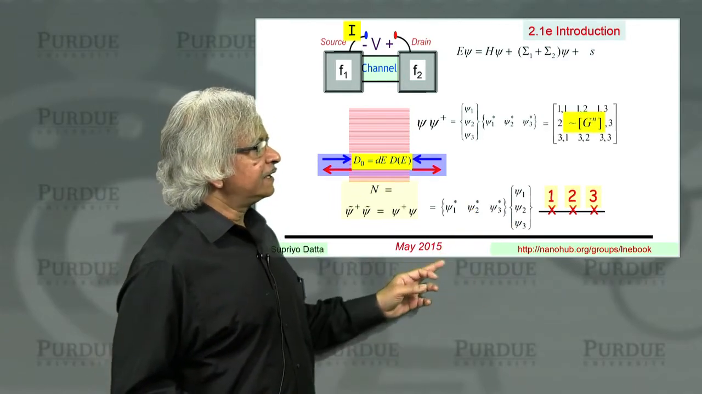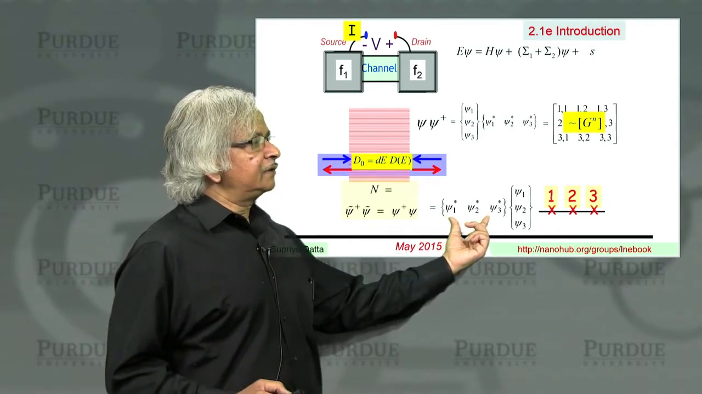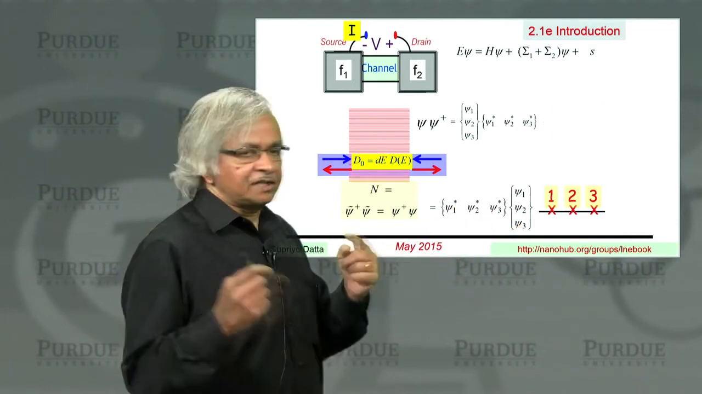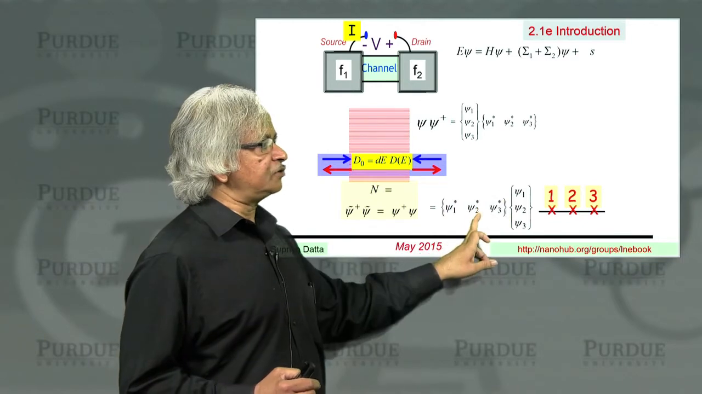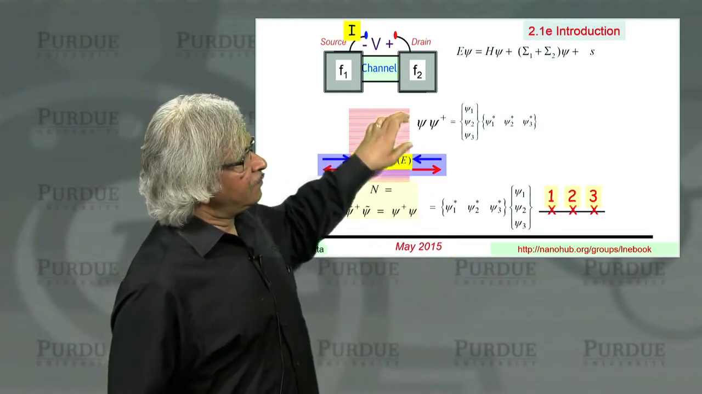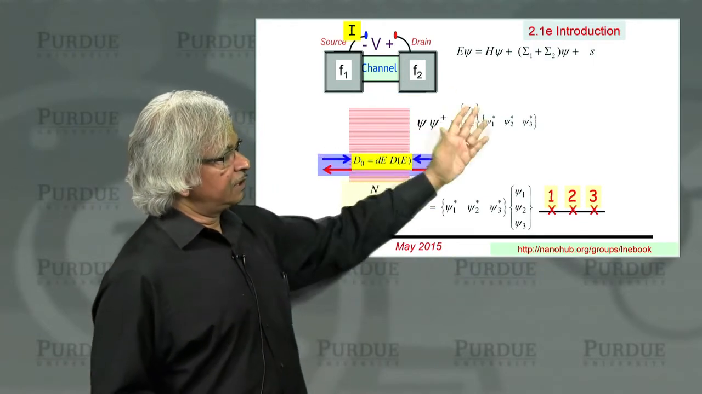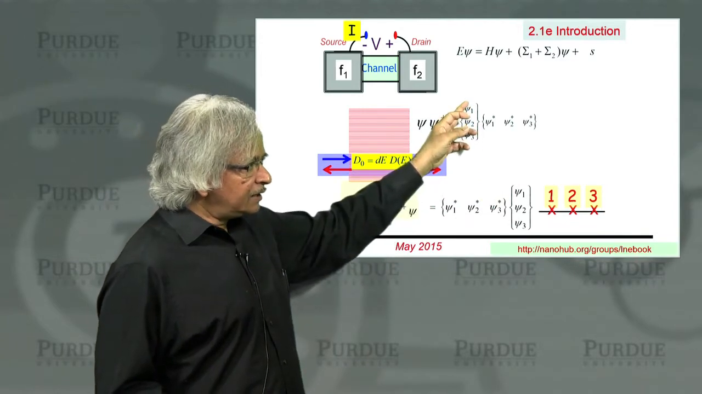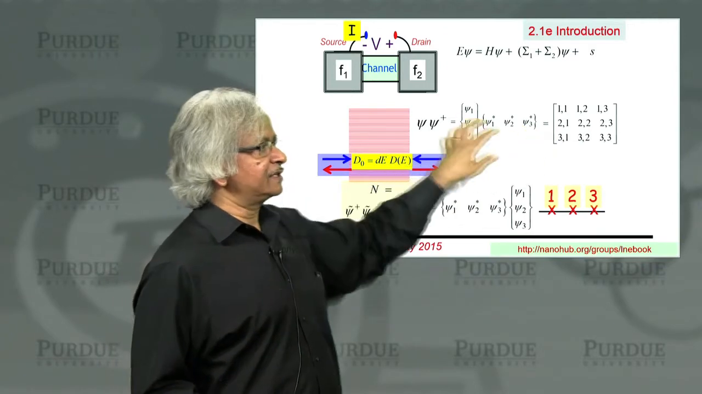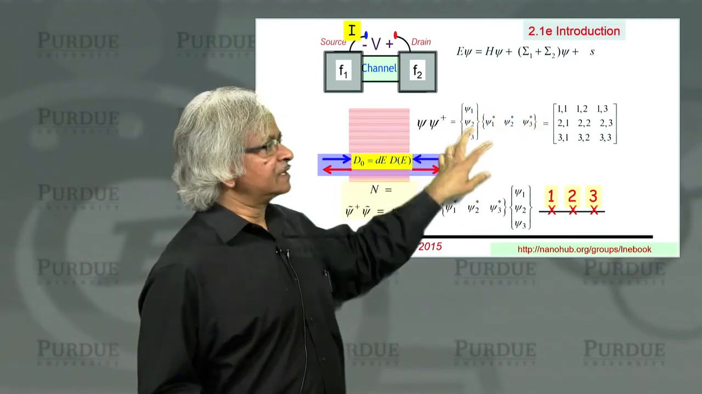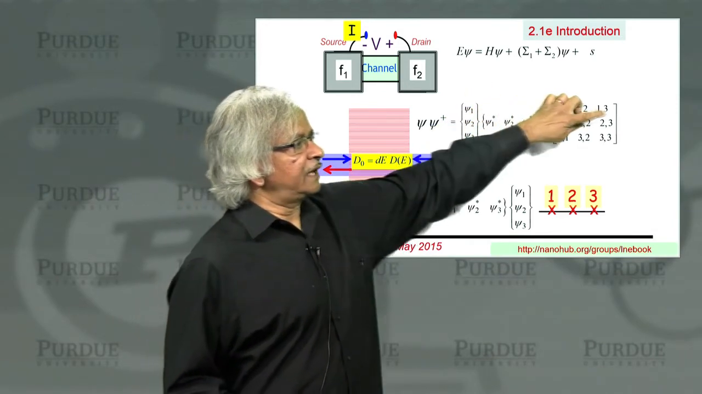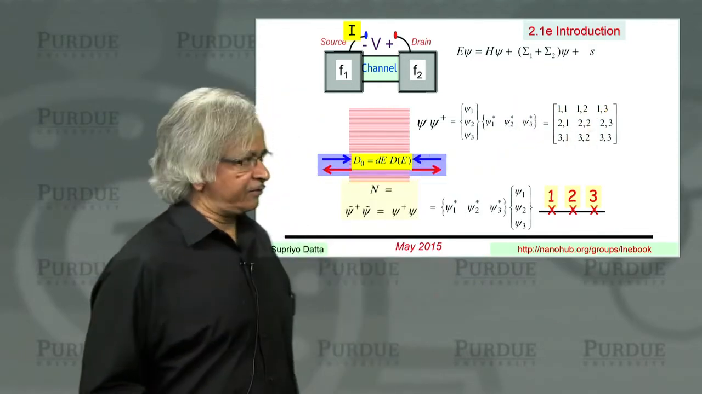And the reason is that this is a 1 by 3, and this is a 3 by 1. And when you multiply them, you just get one number: ψ1*ψ1 + ψ2*ψ2 + ψ3*ψ3. Now, by contrast, if you look at ψψ†, then the 2 are reversed. So you now have a 3 by 1 multiplying a 1 by 3, and what you get is a 3 by 3 matrix. So ψ1ψ1* goes there, ψ1ψ2* goes there, ψ1ψ3* goes there. So you actually have a 3 by 3 matrix.